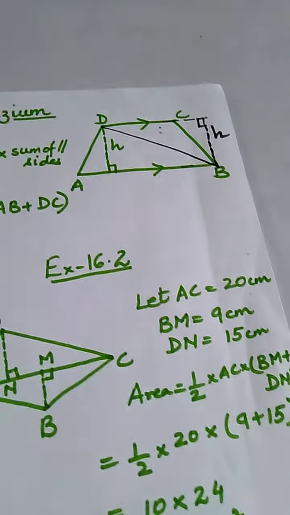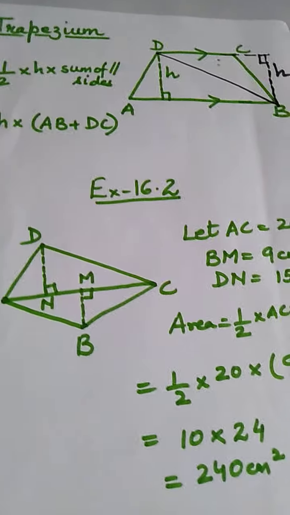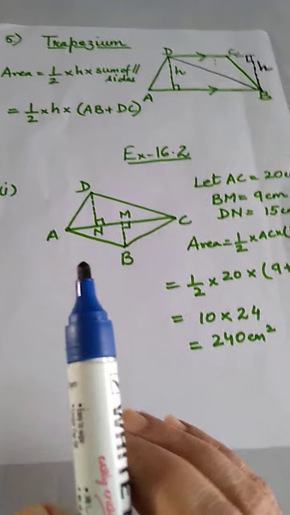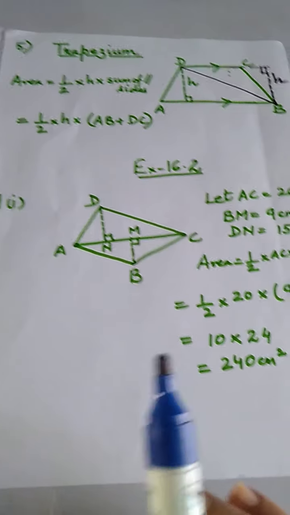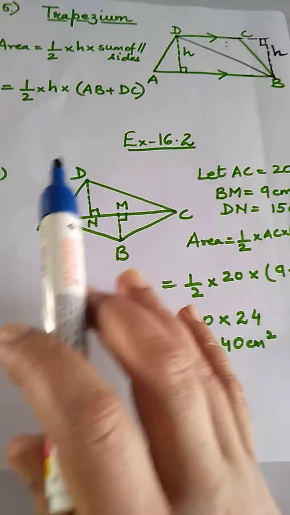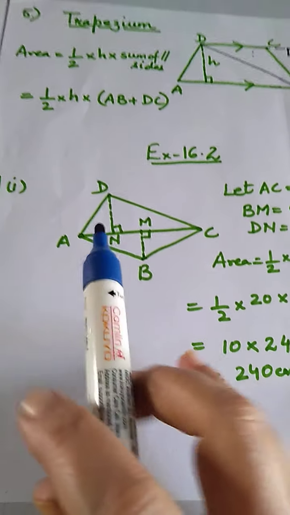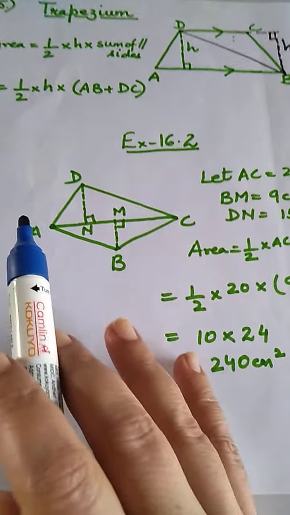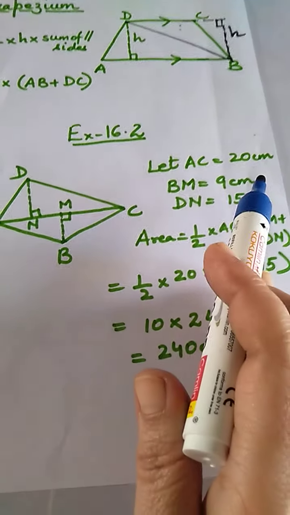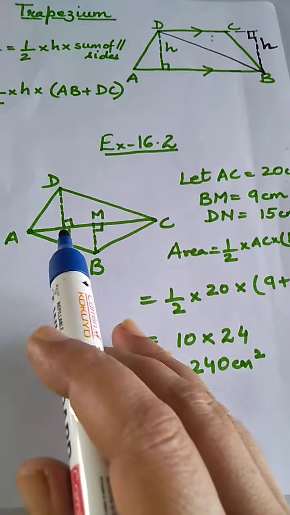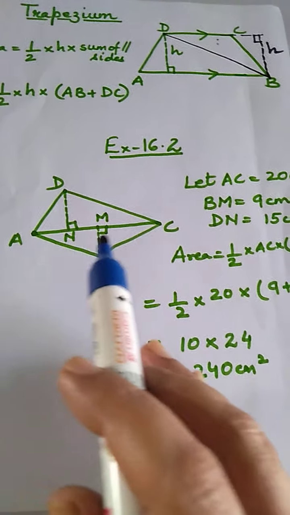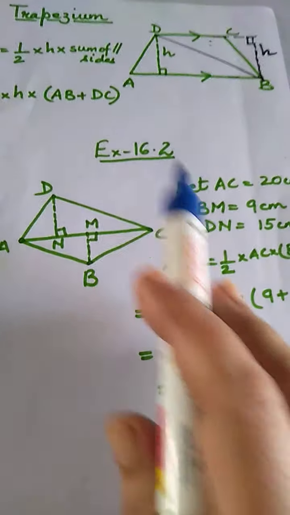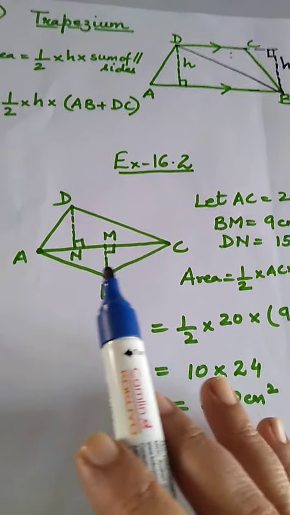Clear? Okay. Now, coming to exercise 16.2, I am just doing the first question. After understanding this, you will be able to do till question number 6. I am just taking the first question, first part only. Now, this is a quadrilateral and it is given that one of the diagonals is 20 centimeters and the perpendiculars from the other two vertices on this diagonal are 9 and 15 centimeters. So, I have drawn this figure, though the figure was not given.